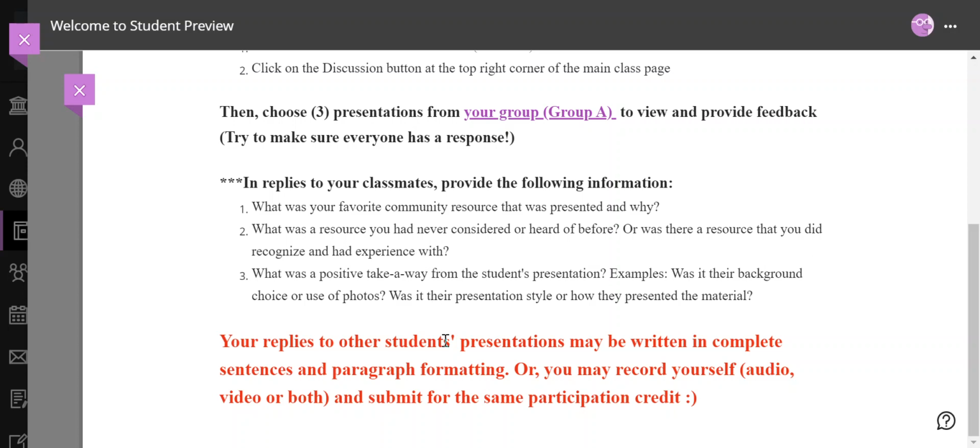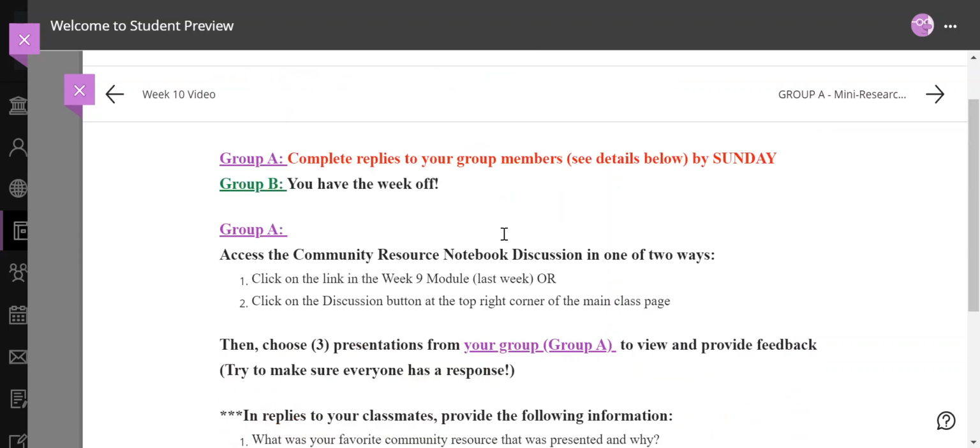What was a positive takeaway from the student's presentation? Did you like their background? Did you really love their photos? Were they very clear in the way they spoke or how they presented the material? So again, we want to give them some kind of positive takeaway. So, Group A, again, in order to get your participation credit for this week, week 10, you have to complete the responses to group members.